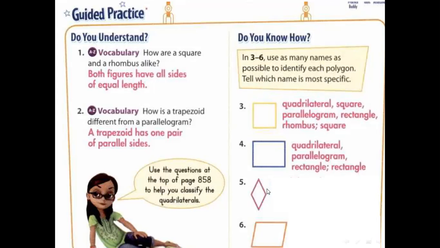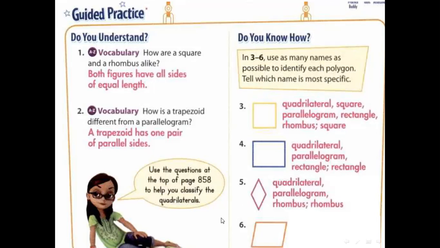Number five, this shape is like a rhombus, okay? And we can say a rhombus is a parallelogram and a quadrilateral, okay? We can't say it is a rhombus or rectangle, because in a rectangle each two of the sides are equal in length, but in a rhombus, all of the sides are the same or equal length.